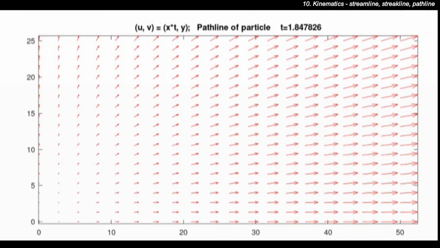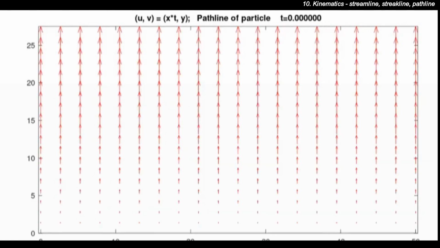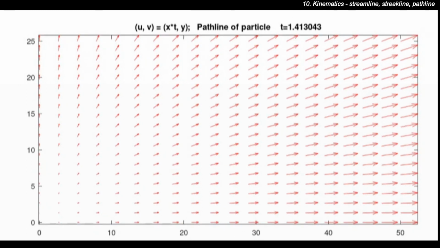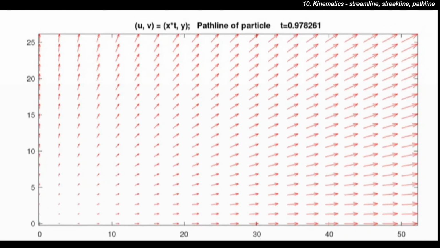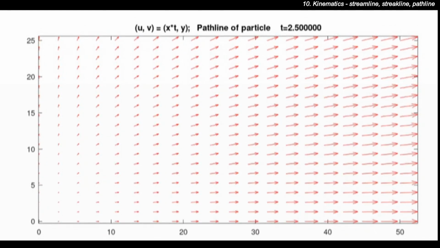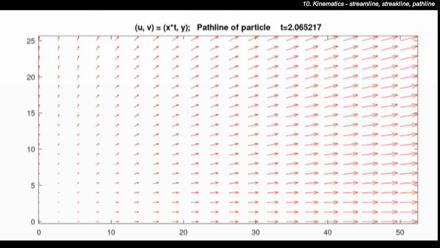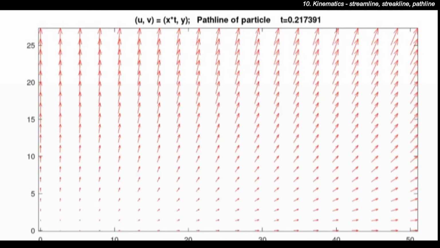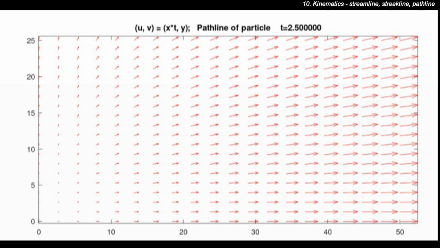Let us consider a velocity field with u equal to x times t and v equal to y. The meaning of this velocity field is that the x velocity starts off with 0 at t equal to 0, and it increases as time increases, while the y velocity increases as y increases. The x velocity increases with an increase in x, and it increases over time as well. Have a look.